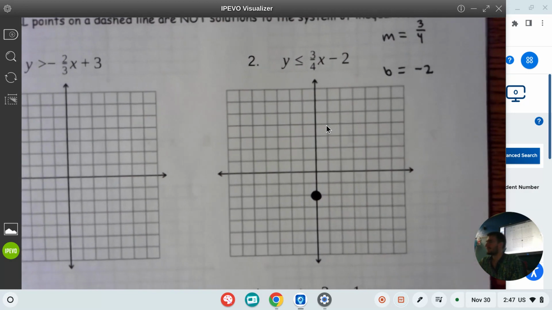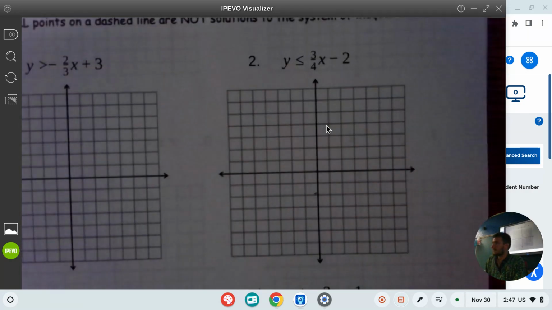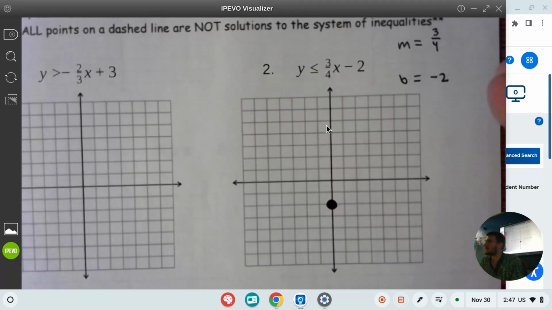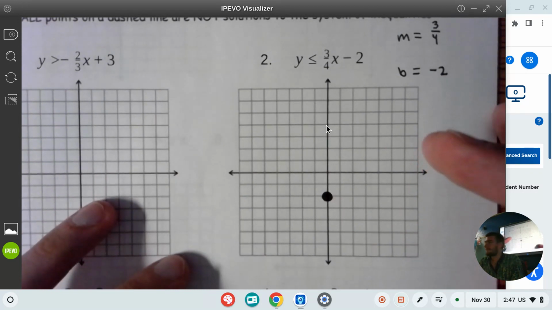You didn't get a piece of paper? Come grab one. I got an extra one for you right here. I did pass them. Okay, it's all right. Not a big deal.